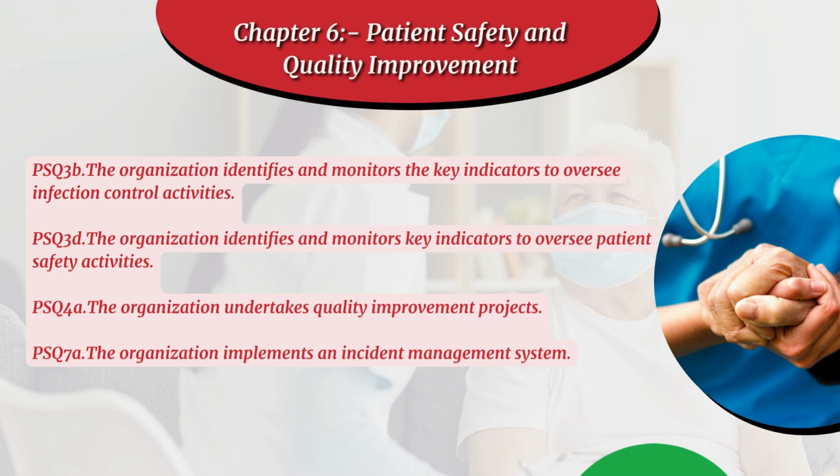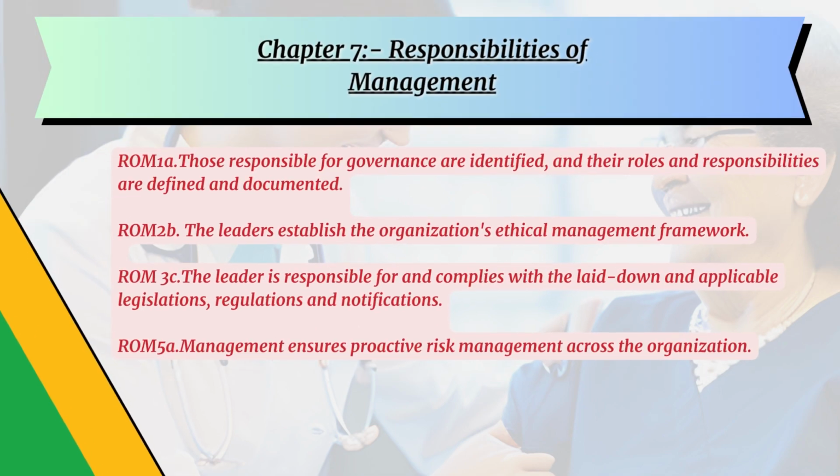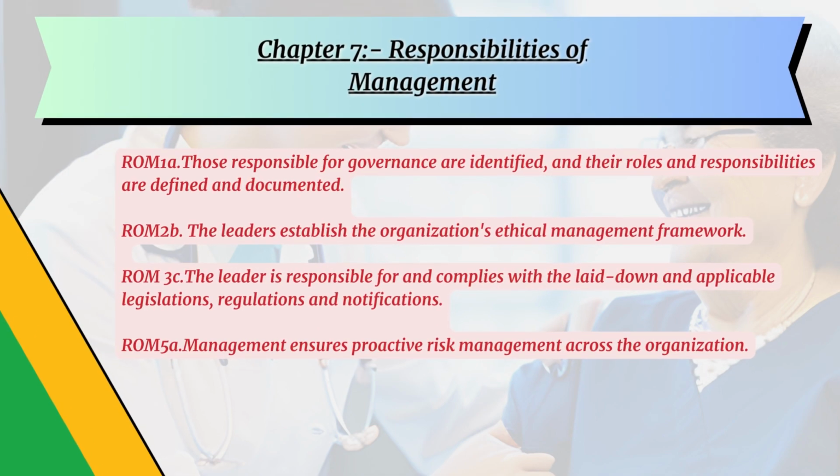Now we will move on to the next chapter, chapter number 7, which is responsibilities of management. Okay, so now I will talk about the responsibilities of management. ROM1A: those responsible for governance are identified and the roles and responsibilities are defined and documented. So in the organization there are various staff members who are identified, and they are assigned the role of managing the hospital or the healthcare organization.